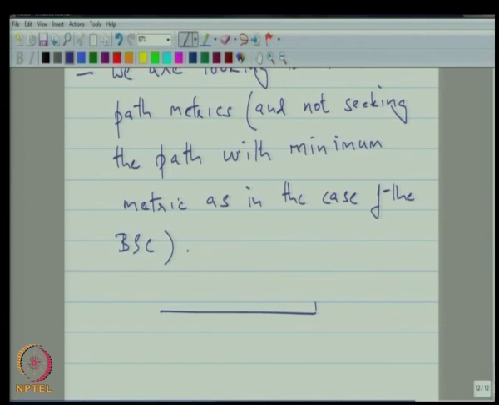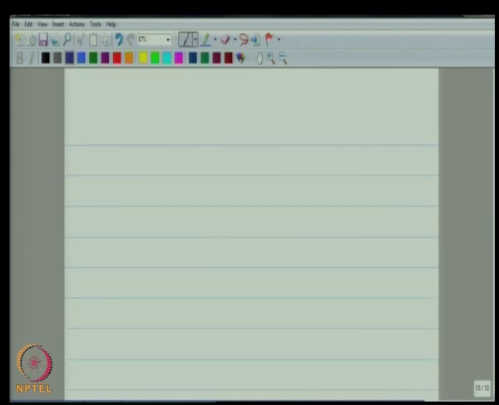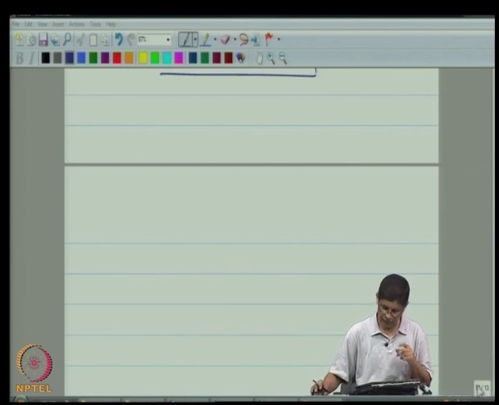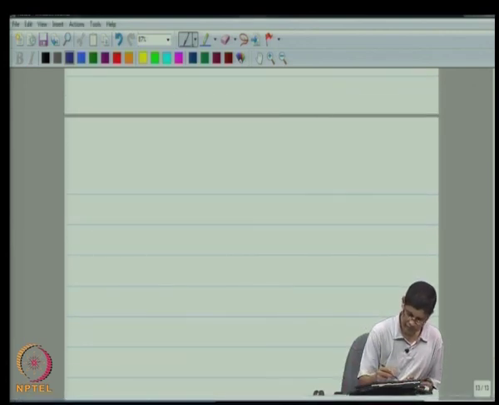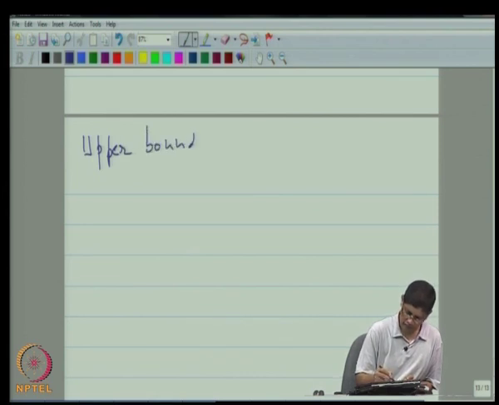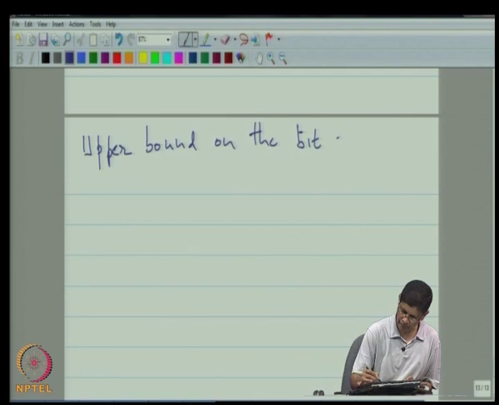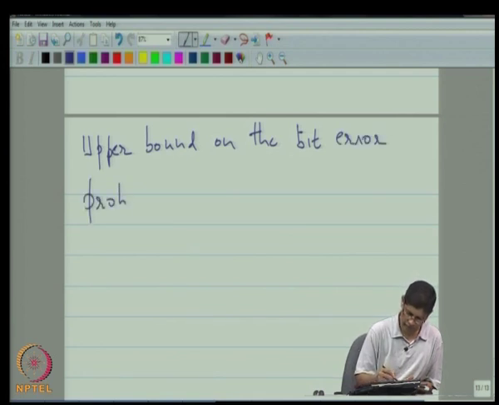And finally, I just want to put down a couple of formulae without proof. So, it turns out, the title is upper bound on the bit error probability.